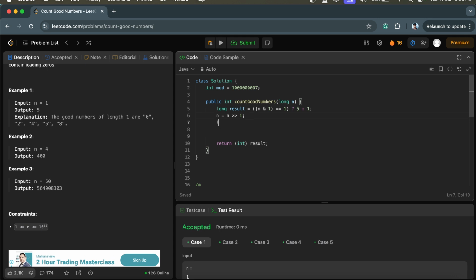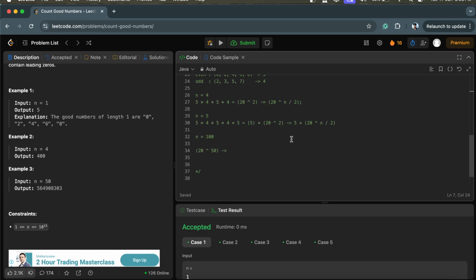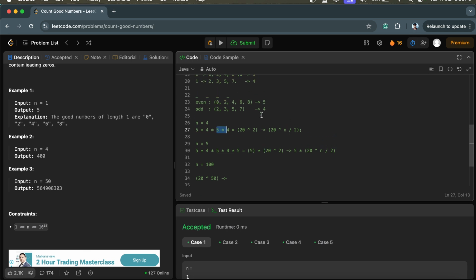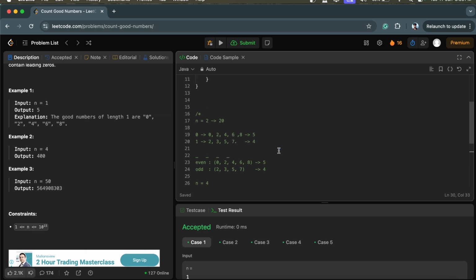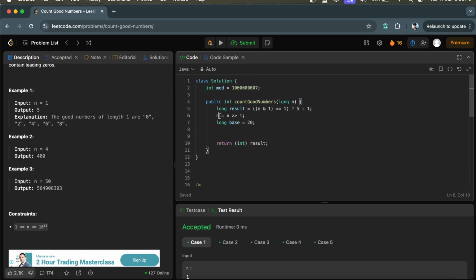Also the base is something we have to define. So base is equal to 20. This derivation we already figured out earlier. So 20 is the value that we keep getting. And the exponent value, which is equal to n, we could name it as exponent, but let it be right now. n is equal to n shifted by 1. Now both the values we got.